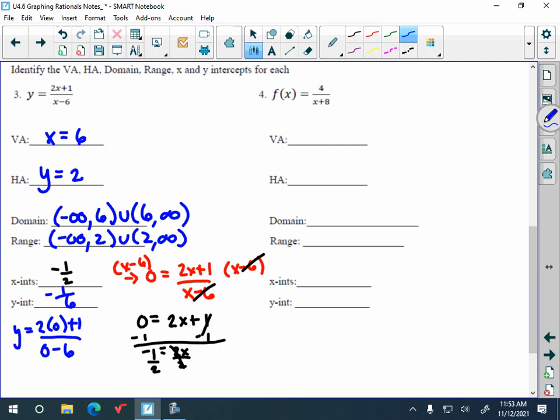All right, what's the vertical asymptote? x equals negative 8. Horizontal? y equals 0. Since there's no x on top, it's just a number, then it's always going to be y equals 0. All right, so then we can get our domain and our range.